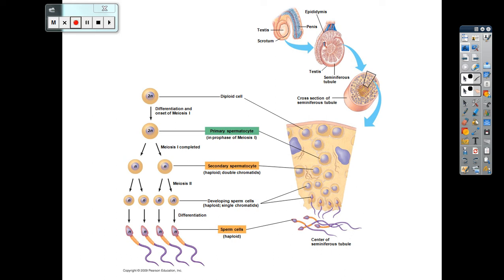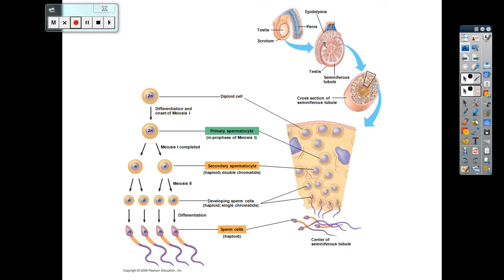So looking at the male reproductive system first, the only place that this process of forming the sperm is going to occur is in the testes. There are two of them located within the scrotum. And remember, they require a lower temperature in order for spermatogenesis to occur.